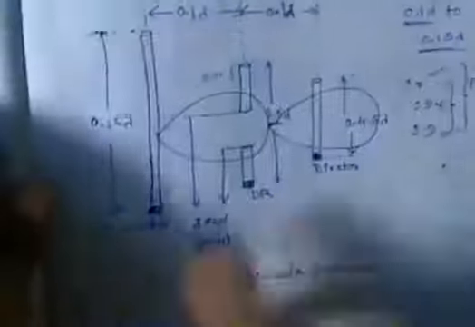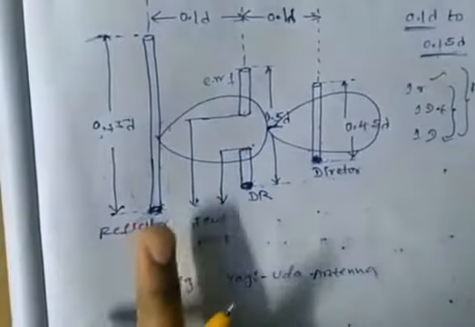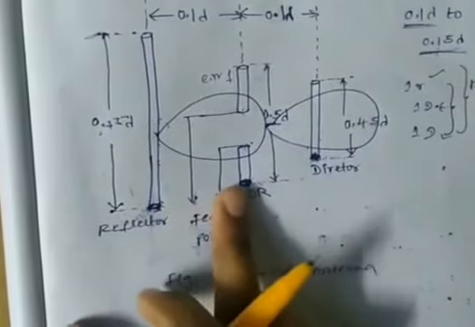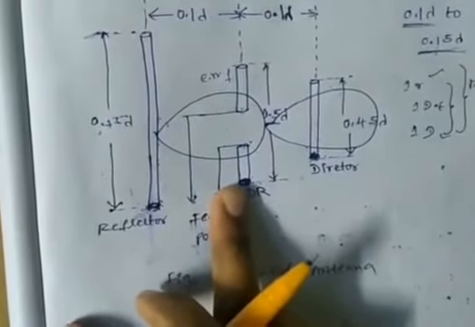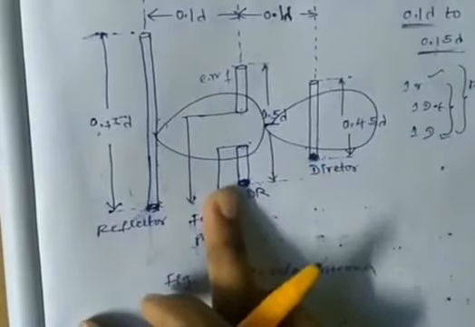And now, this is the reflector. Here, this reflector is greater in length compared to the driven element. The director length is less compared to the driven element.